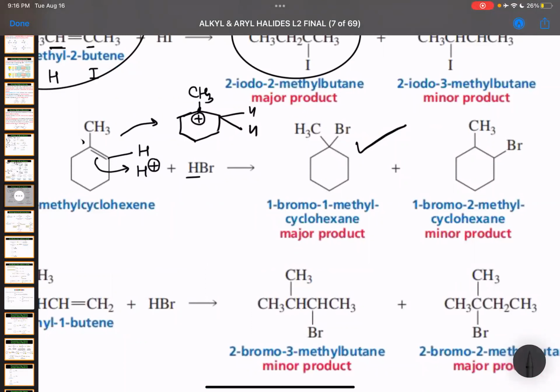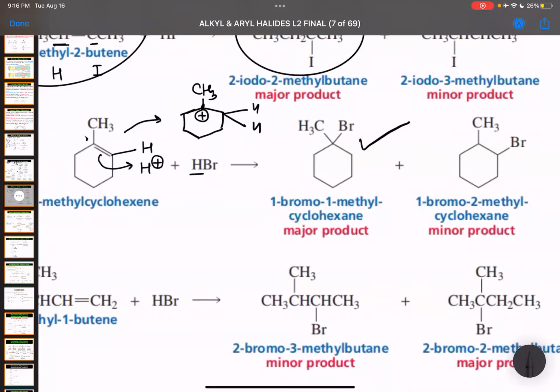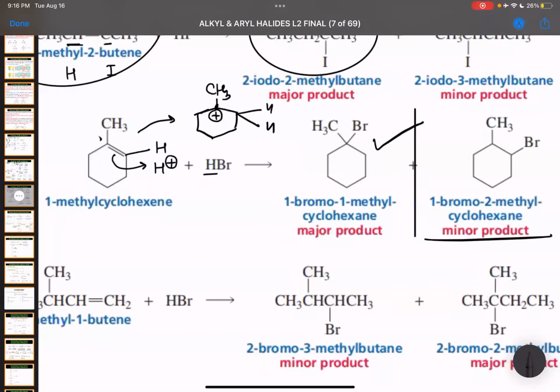So sir, if someone asks you to write the product, always write the major product. Don't write the minor product at all. But because we need to discuss, that's why we are showing the minor product. This is anti-Markovnikov. Normally this will not form. You will write the Markovnikov addition product only. That is going to be the final answer.